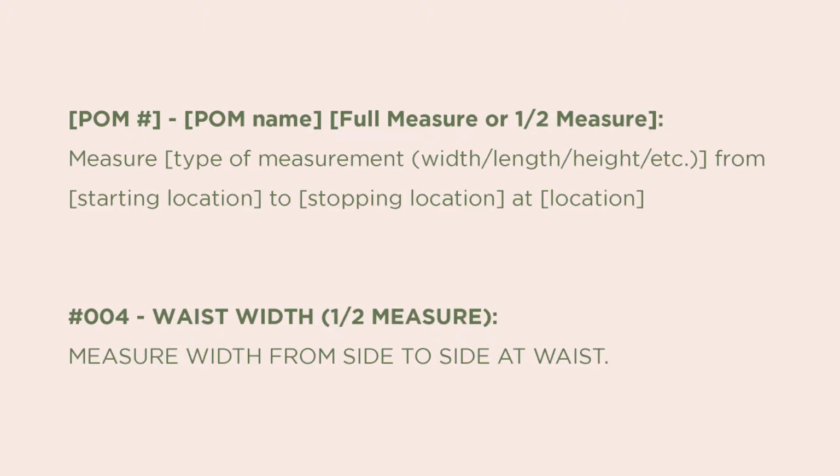The POM will be written out as follows. Measure, the type of measurement, whether it's width, length, height, or something else. From, your starting location, to, your stopping location, and at, the location that it's at. Here's an example. My POM code is number 004. My POM measurement is waist width, and it's going to be a half measure. I always like to bold this information so that it's easier to see. The POM then reads, measure width from side to side at waist.